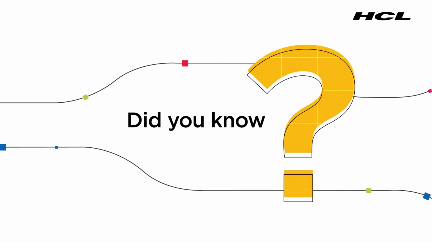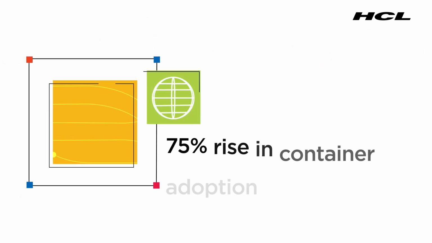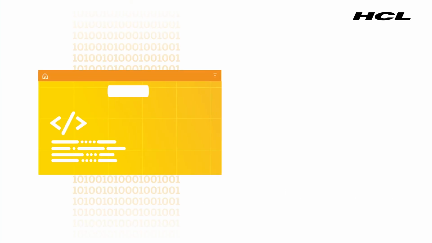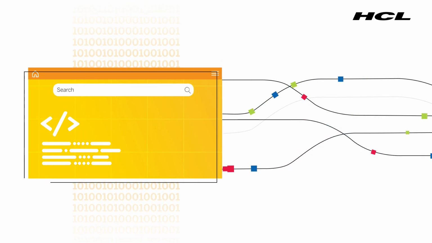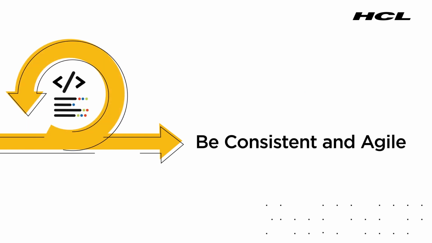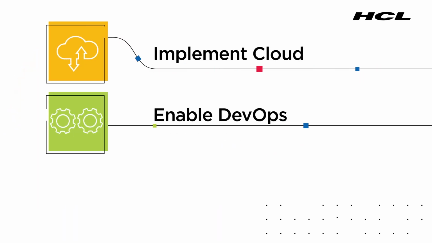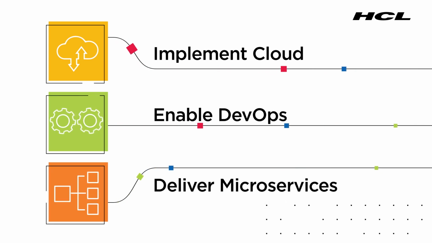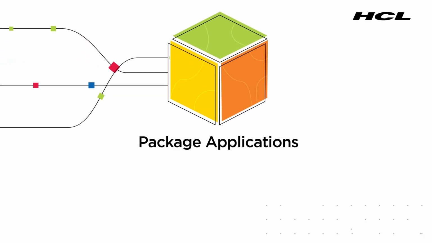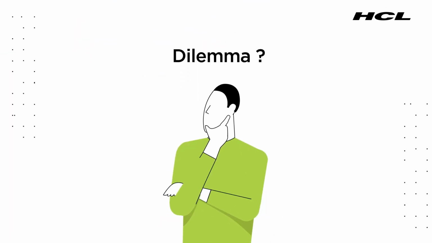Did you know? By 2022, more than 75% of global organizations will be running containerized applications. The reason? An evolving IT landscape impacting diverse processes. Containerization brings agility to your business and allows you to implement cloud, enable DevOps, and deliver microservices by packaging applications and necessary components. Then, what's the dilemma?